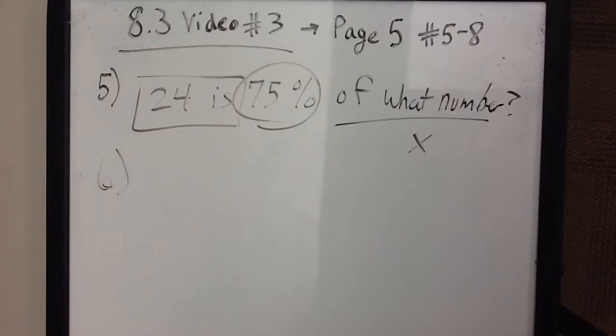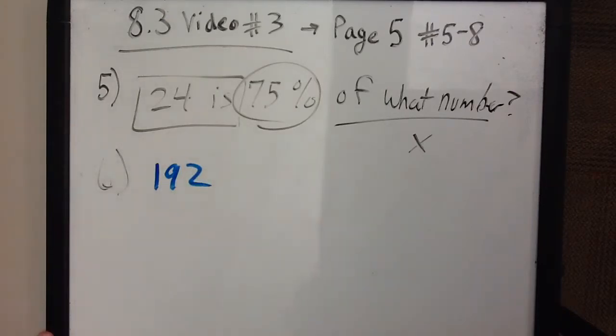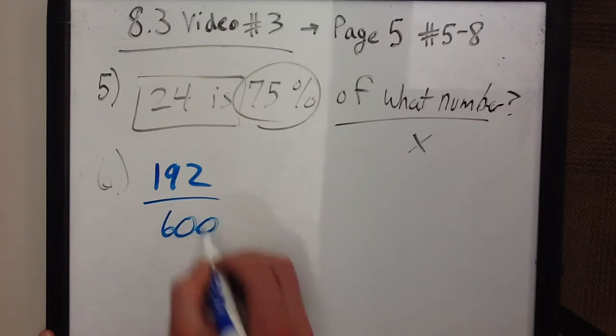Number 6. Number 6 says, for Boneless Thursdays at Buffalo Wild Wings, 192 out of the 600 people who ordered boneless wings last Thursday ordered honey barbecue flavored boneless wings. What percent of the people ordered honey barbecue flavored boneless wings? So we're told that 192 people ordered honey barbecue wings out of 600 people.